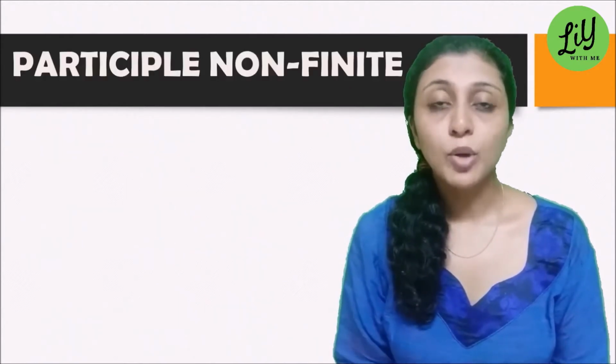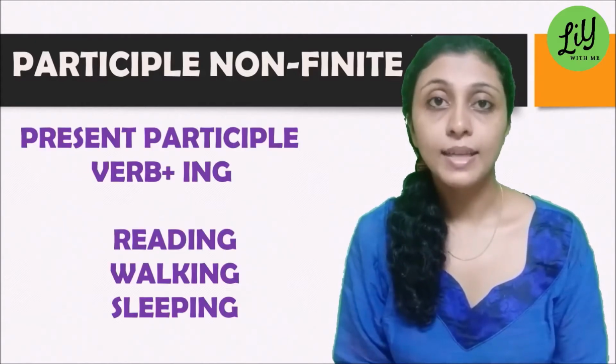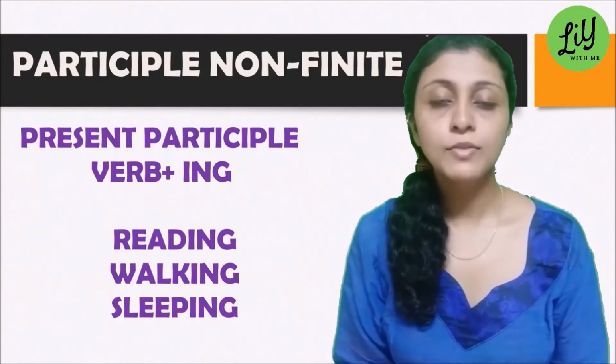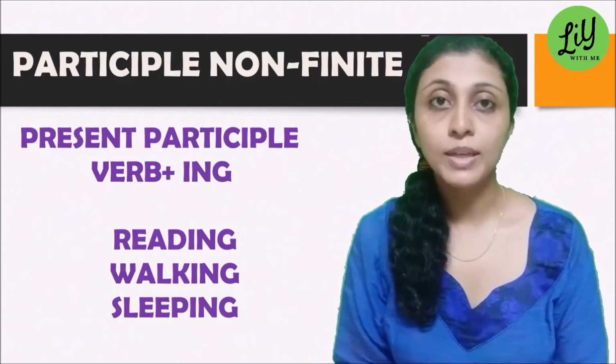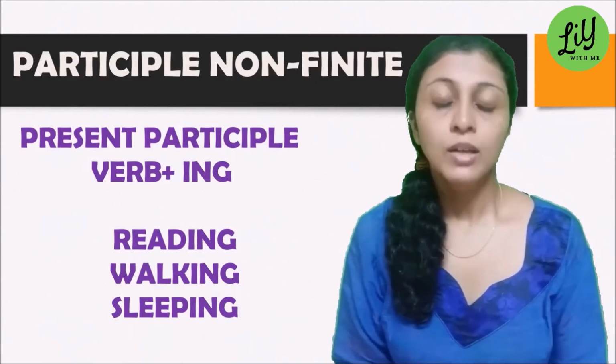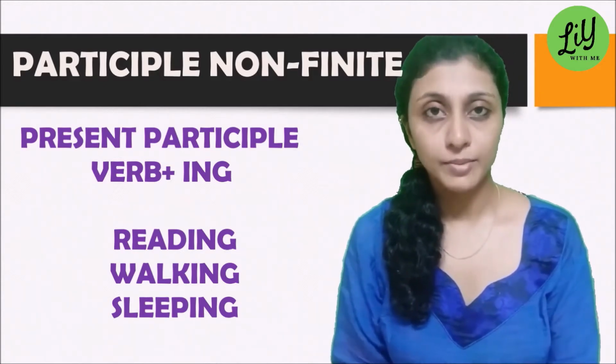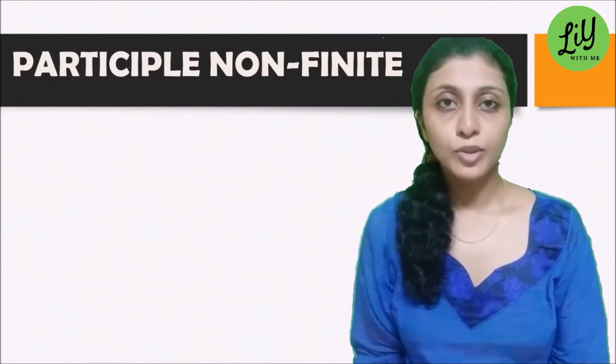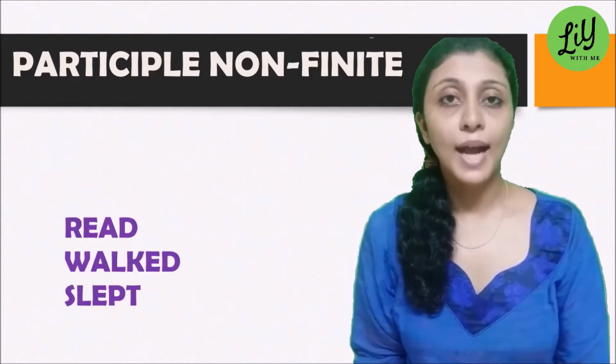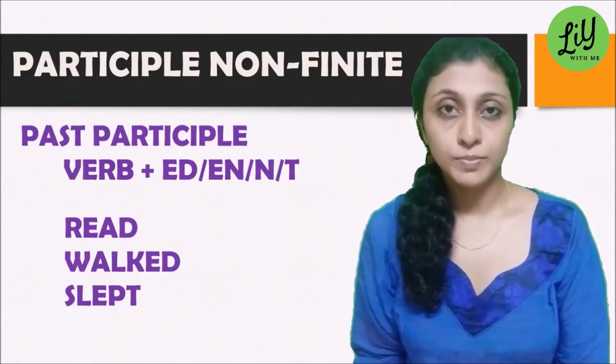The present participle form of the verb is formed by adding the ing. If it is read, then it would be reading with the ing. Or if it is sleep, it would be sleeping. Walk, walking. The past participle form of the verb is usually formed by adding ed to the verb.